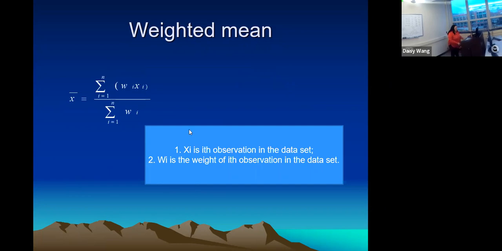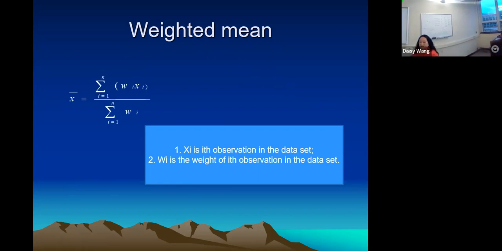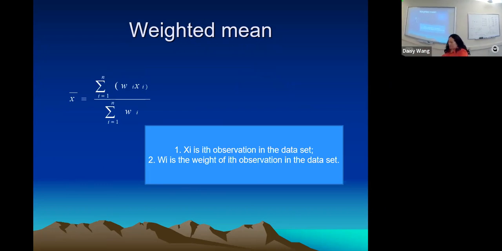Weighted mean is like when you calculate your GPA. You take a class that's 4 credits, you multiply 4 by whatever grade you get, ABCD. And if it's 3 credits, times 3, and if it's 1 credit, times 1.